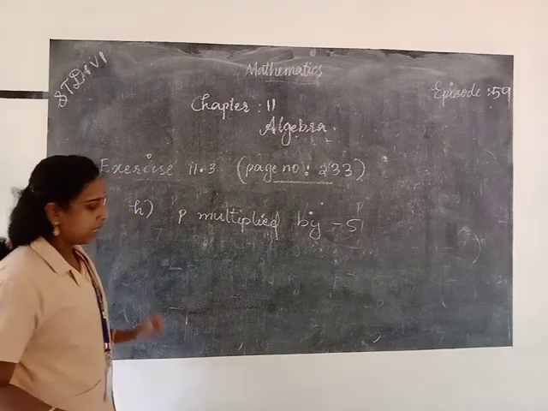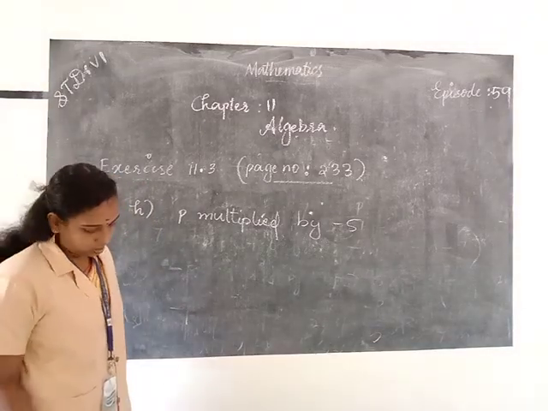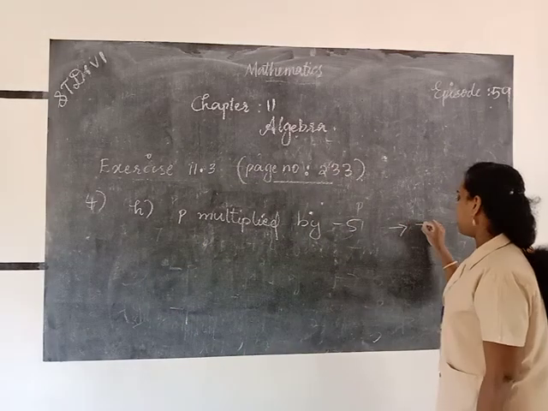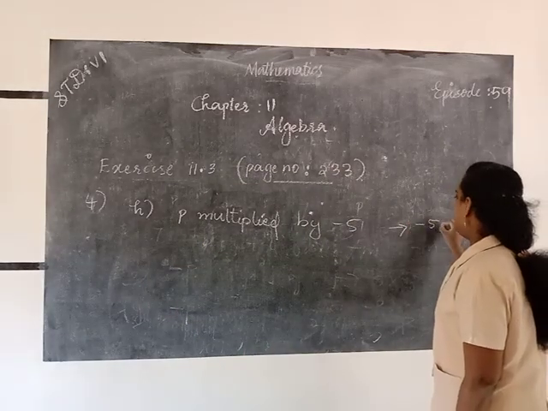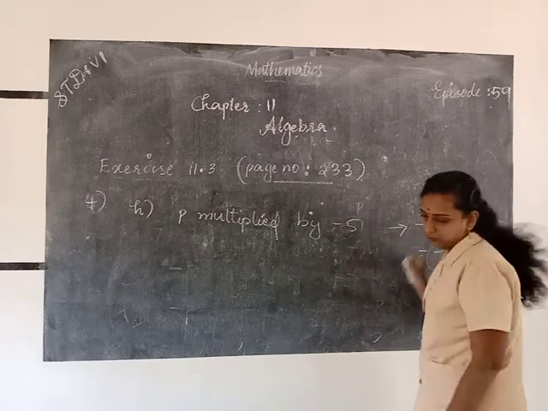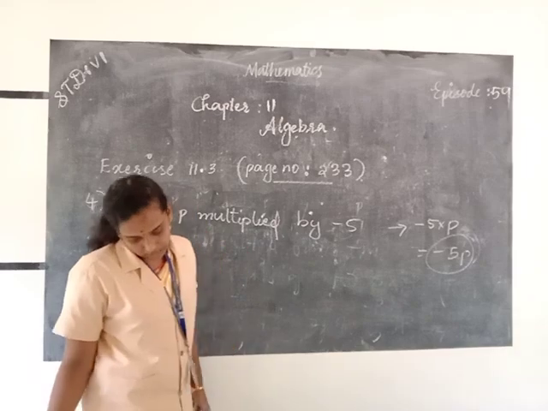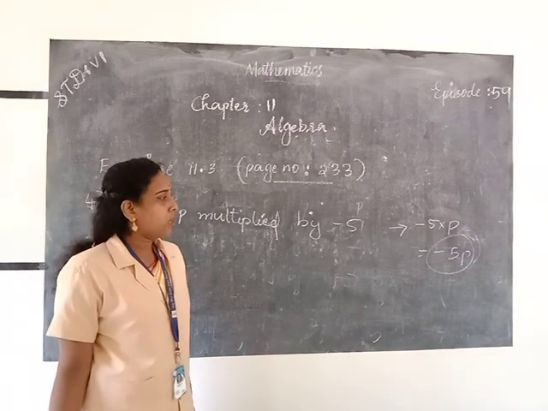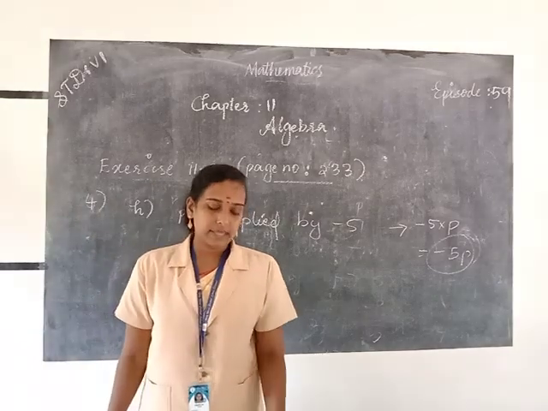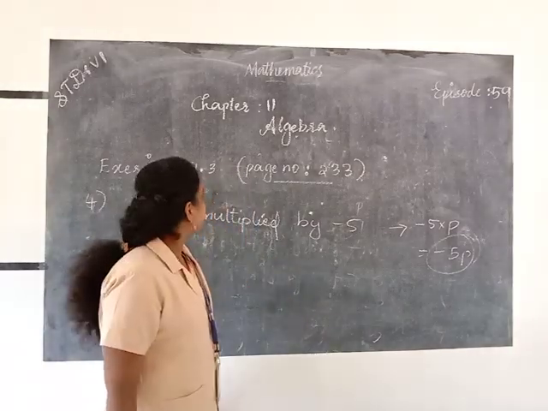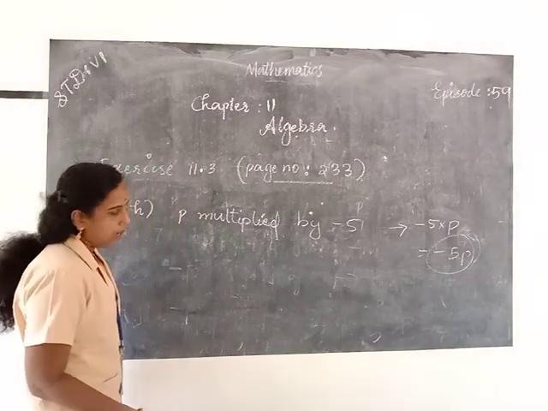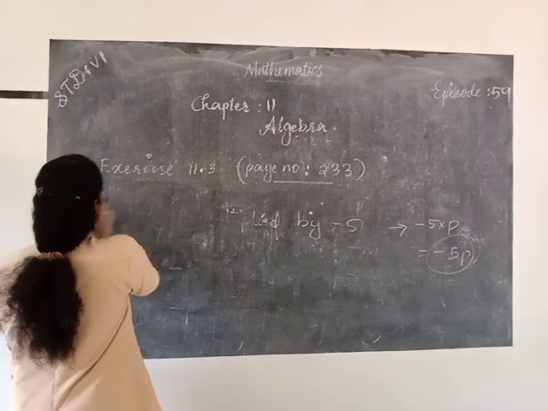Minus 5. P multiplied by minus 5. So P is multiplied by minus 5, that is minus 5 into P, that is equal to minus 5P. So these are the answers for the question number 4 in exercise 11.3. Then take the next page. Page number 234.